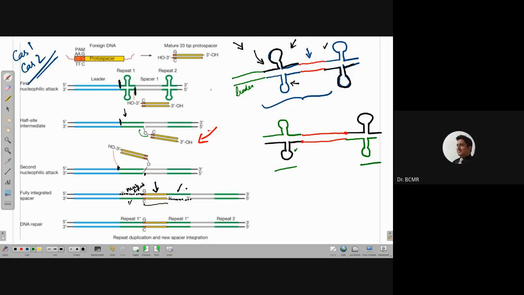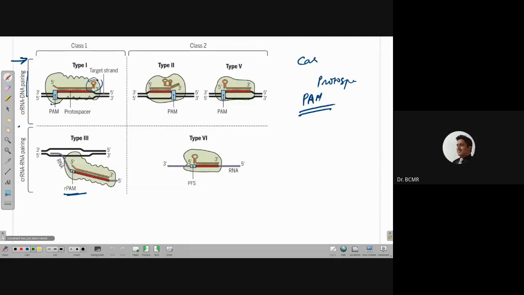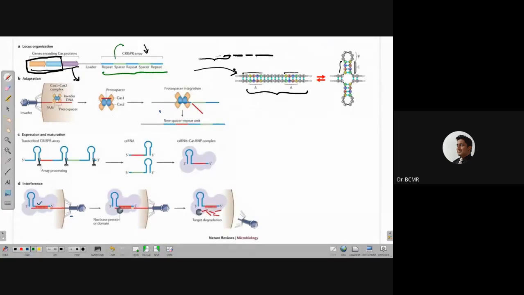Okay, sir. Is that understood? Yes, sir. So if this keeps happening, the spacer region remains the same size, and the overall bacterial genome will keep increasing? That's right. That's a good question. So here is something like this, right? The new ones are going to be added here, and the old ones will keep on moving back.